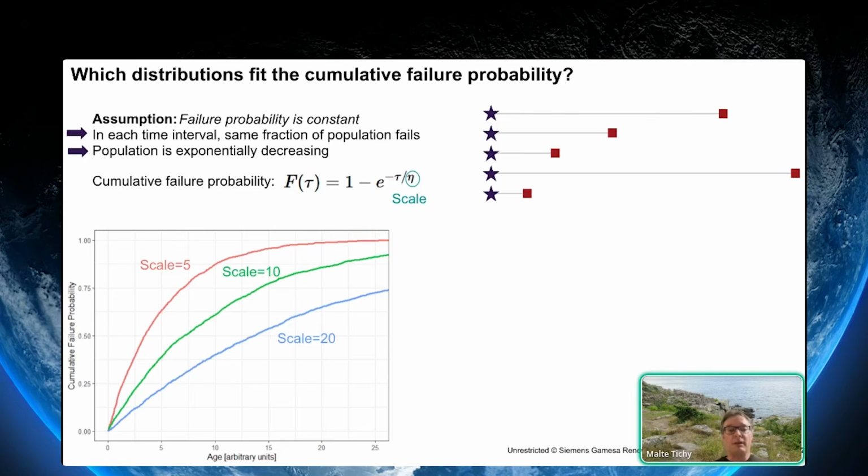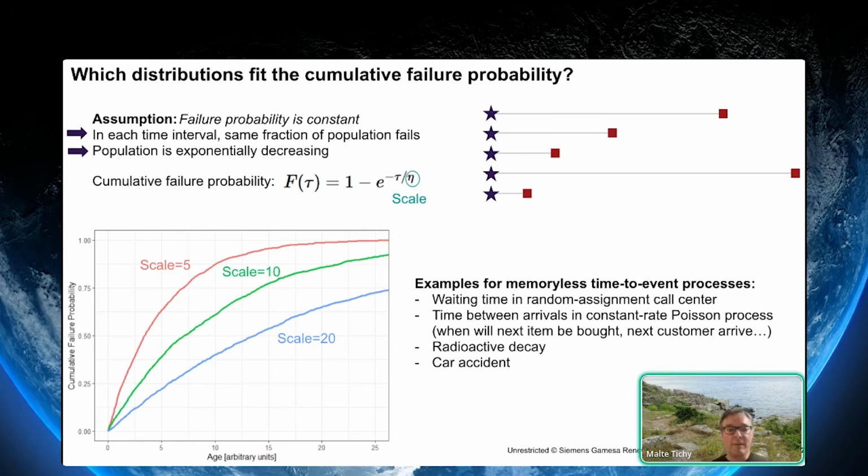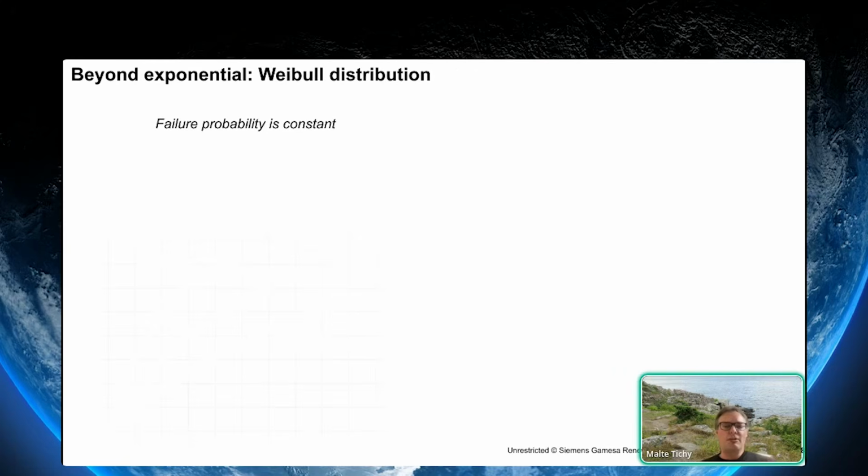Now that's a very, very simple case, but you actually find this out there in nature or in business. There are many examples for such memory-less time-to-event processes. For example, if you have a random assignment call center, this is how long your customers will wait. More in general, the time between arrivals in a constant rate Poisson process will behave exponentially. Radioactive decay is, in physics, an example for an exponential process, but also the time until a car has its next accident is exponentially distributed. But still, overall, this assumption that the failure probability is constant is a very strong assumption, and you do find many cases where that is violated.